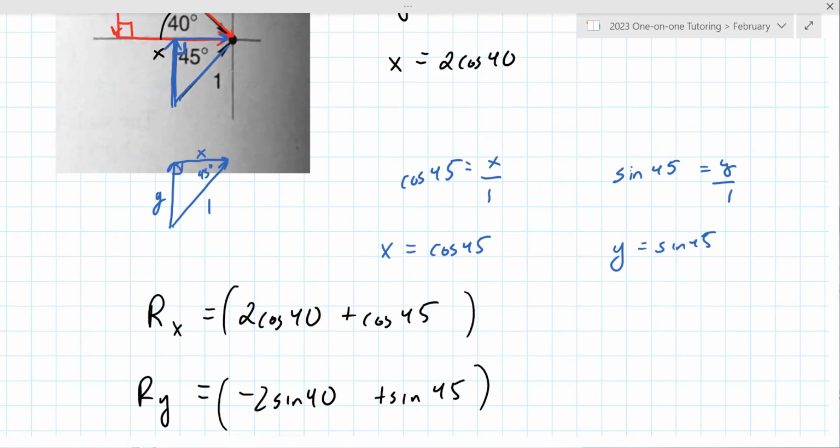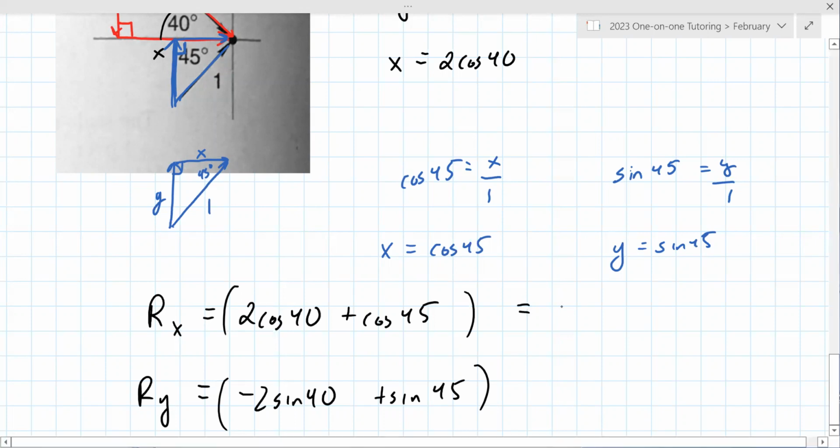Can you tell me what it asked for again? What does the problem actually ask for? Find the resultant force. Okay, we're almost there. So 2 times cosine 40 degrees, so we'll go 2.24 newtons, the X direction and the Y direction.